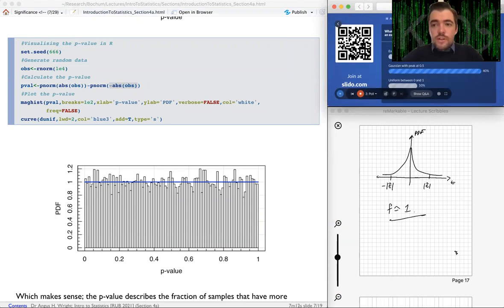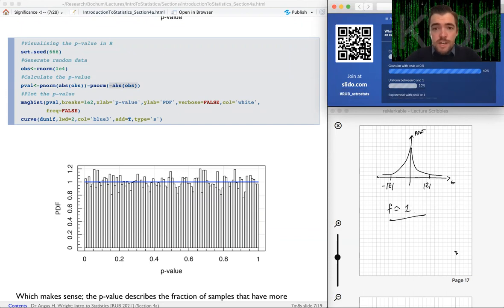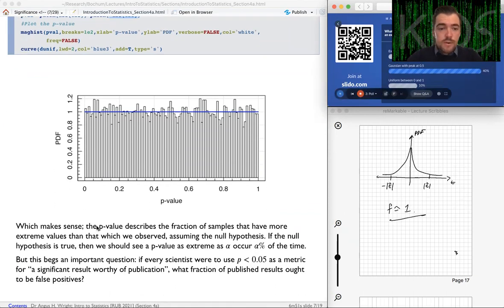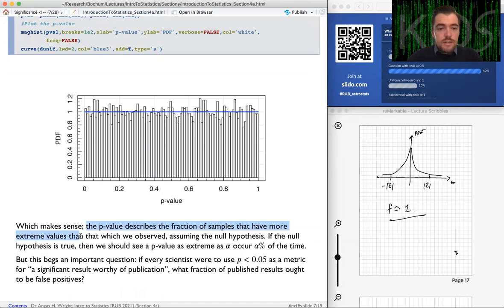Okay. So the overwhelming majority think that this will be a Gaussian with a center at 0.5 and some spread. In reality, the p-value takes the distribution of a uniform random variable between 0 and 1, which makes sense if we think about it. So the p-value, we said, describes the fraction of samples that have a more extreme value than the one that we've observed, assuming the null hypothesis.